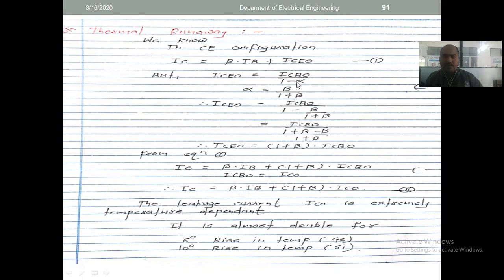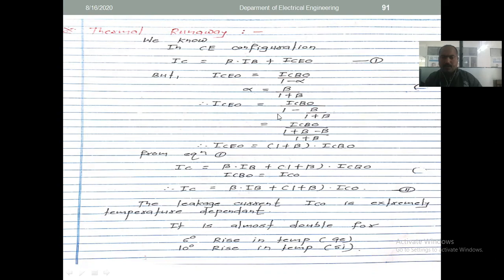Okay, so we have to put in that value for alpha. So ICBO divided by 1 minus beta divided by 1 plus beta. Okay, ICBO as it is, we have put this thing. So we know that for that purpose, here is one only and here is the sum base.